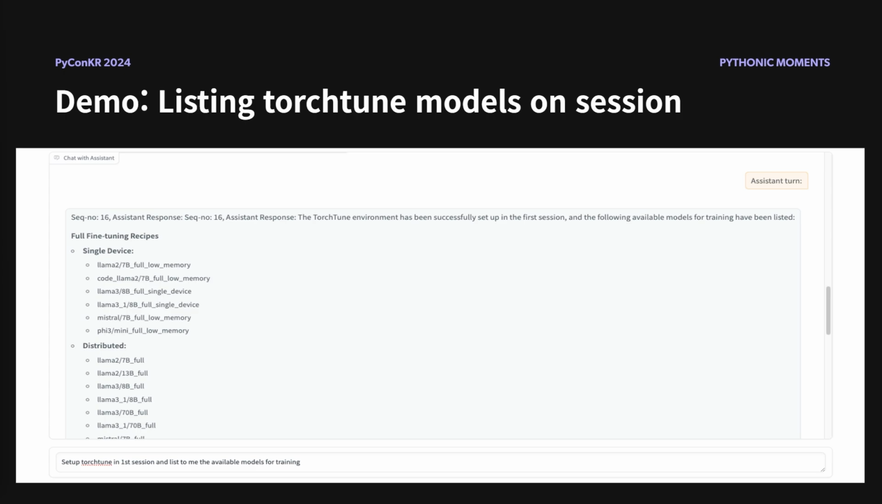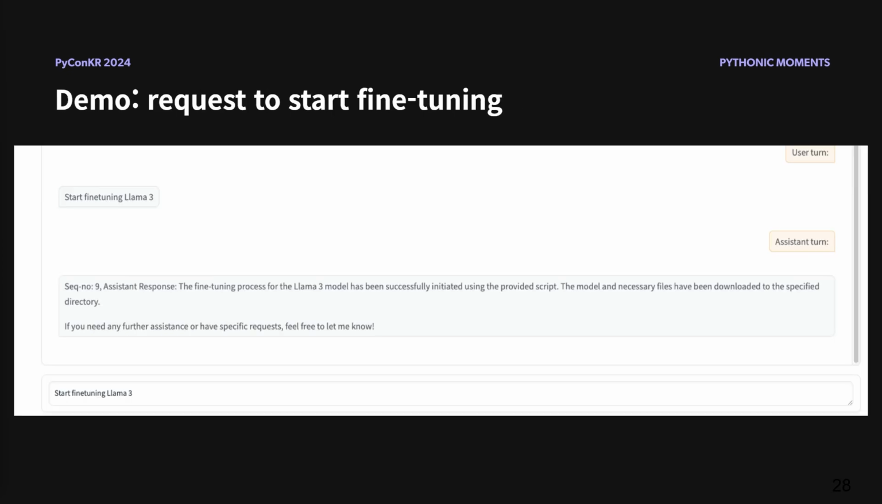We also can ask and see the result of which language models are available for training with the TorchTune library. So TorchTune provides the list of those available models. Let's ask our agent, Felixman, to install TorchTune in the remote session which we created before, and start fine-tuning a Llama 3 model.